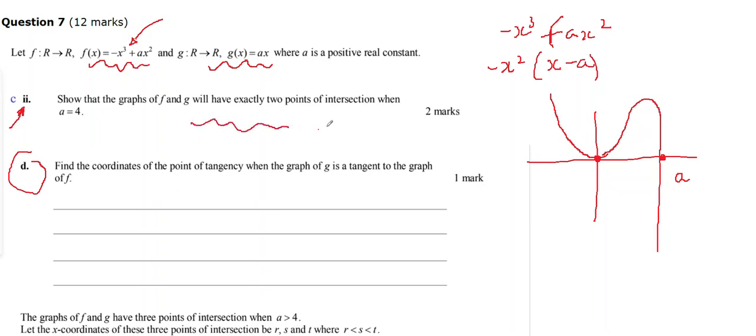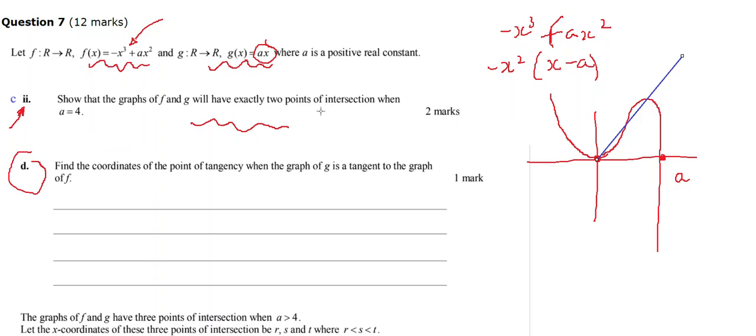In part C, part 2, I have this straight line, which is ax. So it goes through the origin, has a gradient of a. And this could go all sorts of directions. I can only have one intersection point or 2 or 3.